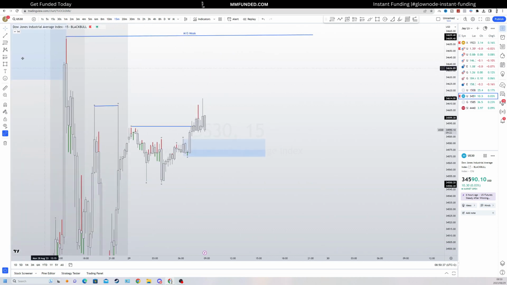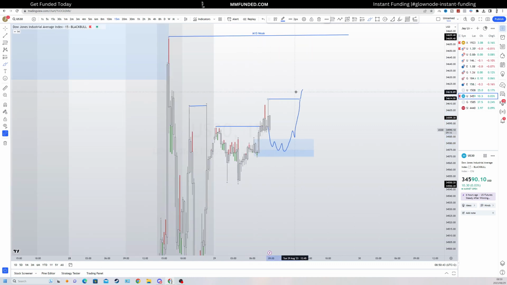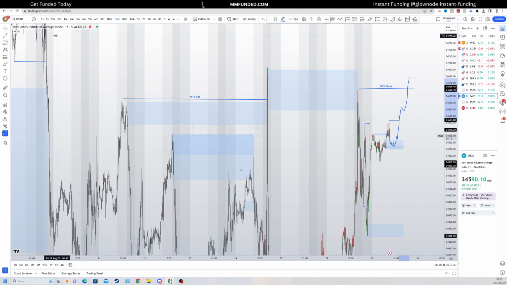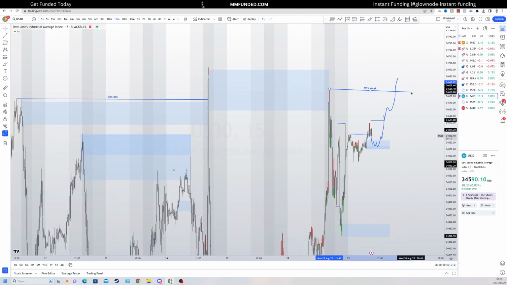Yeah, so if price pulls back into this area of demand, it's valid to look for longs to continue targeting these internal weak highs and potentially even the overall swing weak high, catering for more of that 4-hour internal pullback.